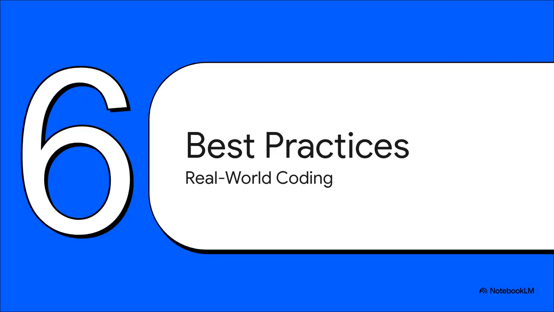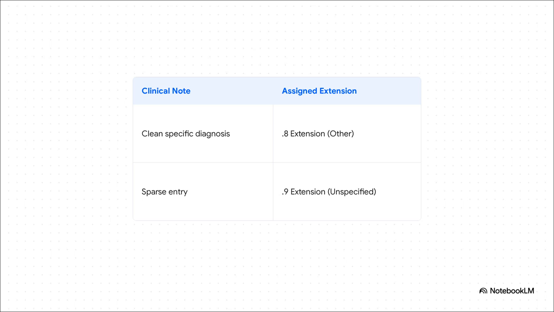Let's wrap this up with Section 6, Best Practices. It really boils down to this. Your input directly dictates your output. A clean, highly specific note from your provider leads you straight to your .8 catch-all drawer. You've captured the complexity perfectly. But a sparse, lazy note, lacking details, forces you right into the .9 unspecified trap, leaving your facility completely vulnerable to audits and denials.